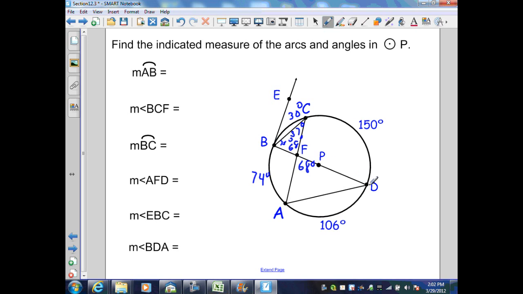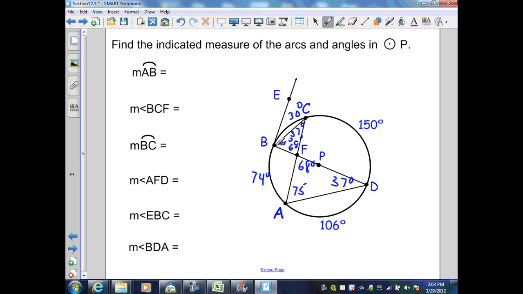Also, the intercepted arc to BA is angle BDA, which has to be half that measure, which is 37 degrees. And we notice angle C and angle D are congruent because they intercept the same arc. Since this is true, this angle has to be similar to this triangle, which makes this 75 degrees. Angle A and angle B intercept the same arc, which is 150, which does make those angles congruent.